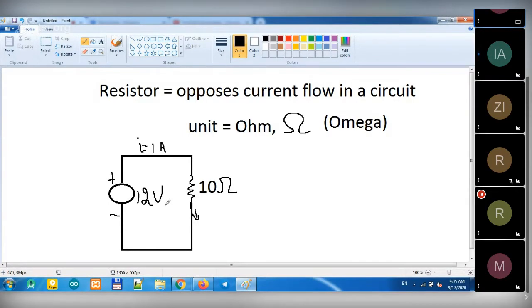Is that clear? You put the resistor to control the current flow, not the voltage. If you want to drop the voltage, later we are going to learn that we use a transistor. But a resistor only affects the electric current. Clear?